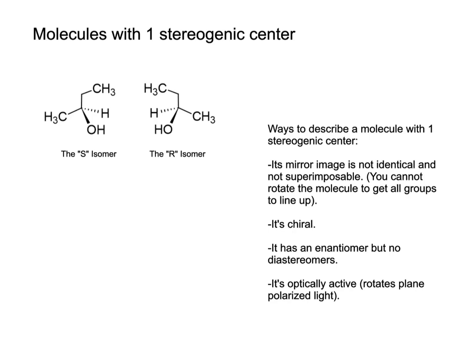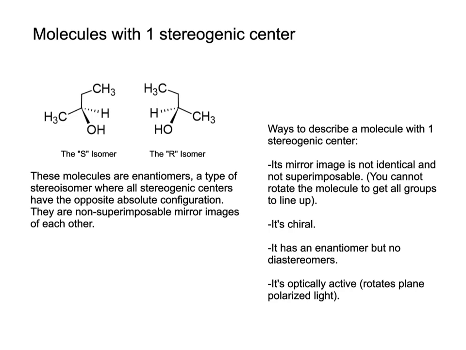Let's review a little bit more about what an enantiomer is. The 2 molecules depicted here are enantiomers of each other. We already mentioned that an enantiomer is a non-superimposable mirror image. However, that's only one way to identify an enantiomer. The other way we can do it is to recognize that an enantiomer is a type of stereoisomer where all the stereogenic centers have the opposite absolute configuration, meaning R or S, which again we'll cover in a different video.